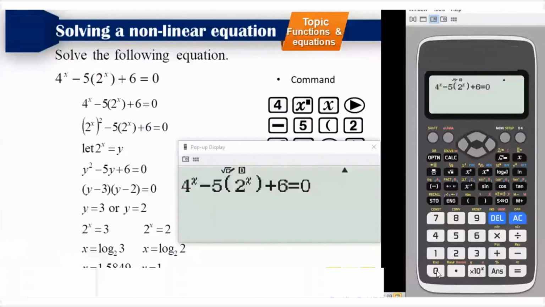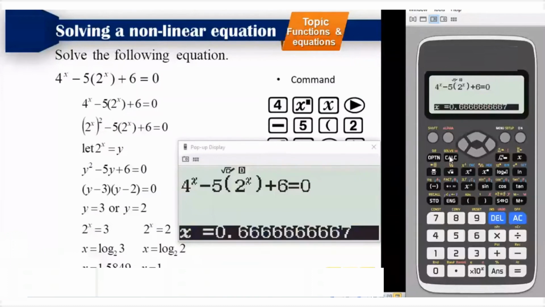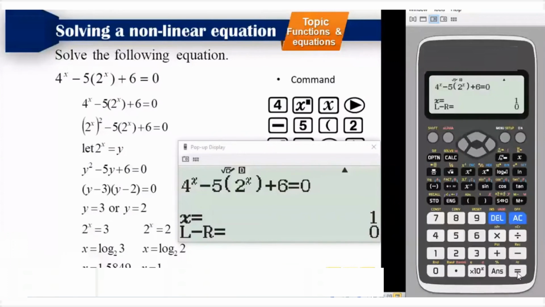Now, when I press shift and calculate, it is telling me that the stored value of x is 0.666. It does not make a difference whatever the stored value of x is at the moment, and I will press equals to. When I pressed equals to, I got the value of x as 1 and L minus R is 0, which means that the value of x is 1.